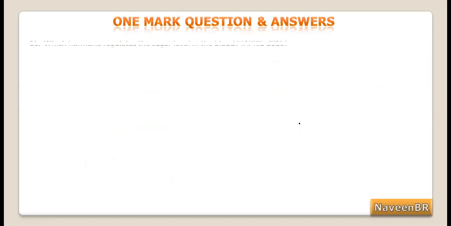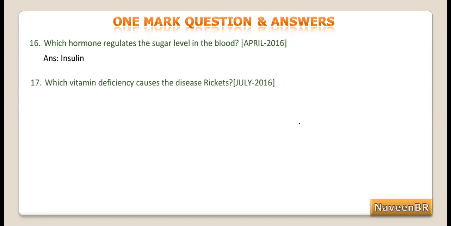Next question from the April 2016. Which hormone regulates the sugar level in the blood? Again, the same repeated question. It is both insulin and glucagon. Anything can be written, both are correct.